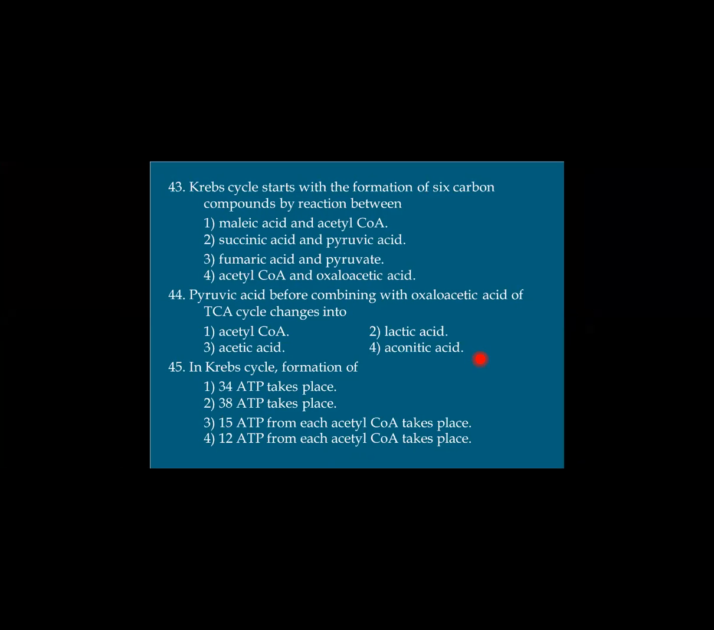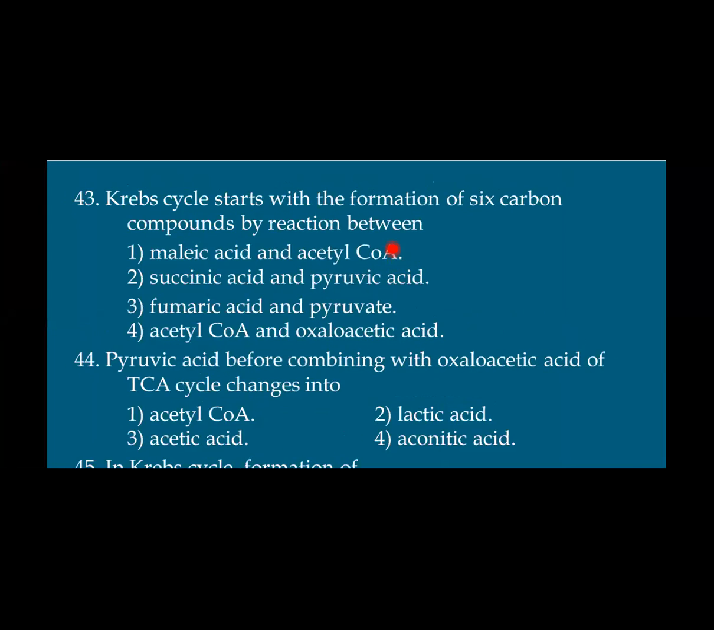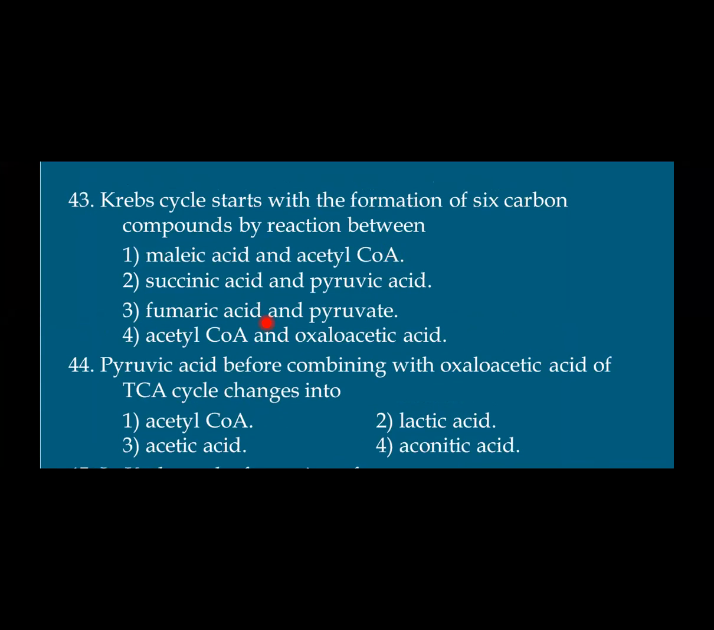Now, question number 43. Krebs cycle starts with the formation of 6 carbon compounds by reaction between malic acid and acetyl-CoA, succinic acid and pyruvic acid, fumaric acid and pyruvate, acetyl-CoA and oxaloacetic acid. Very simple question. Krebs cycle is starting with the formation of 6C compound. Which is that 6C compound? Citric acid. How is it formed? It is formed by the combination of acetyl-CoA and oxaloacetic acid. 2C combines with 4C, resulting compound will be 6C. So option 4 is the answer for this question 43.